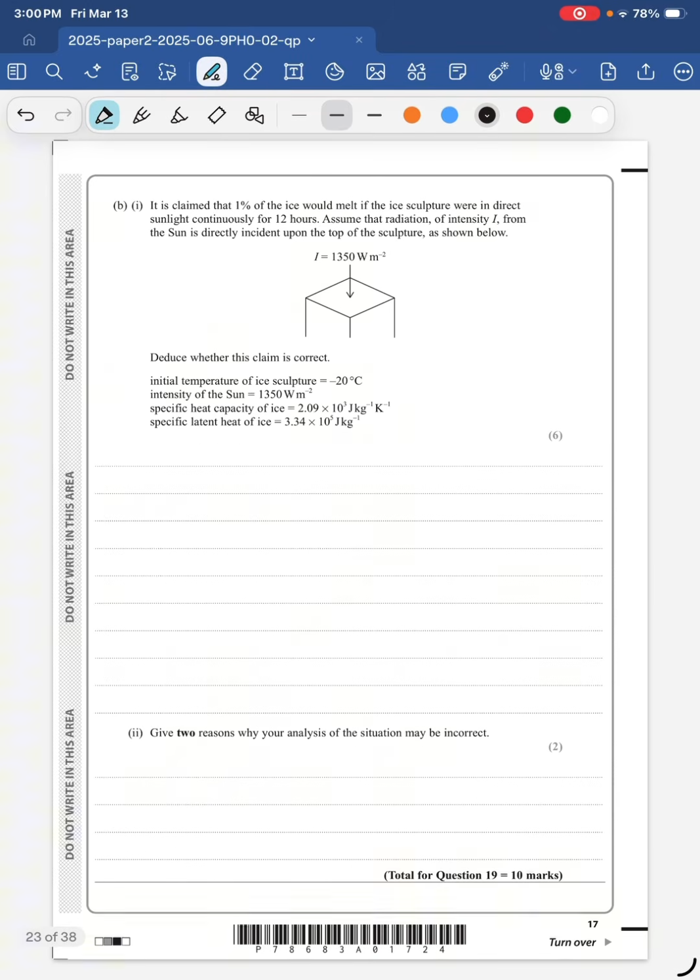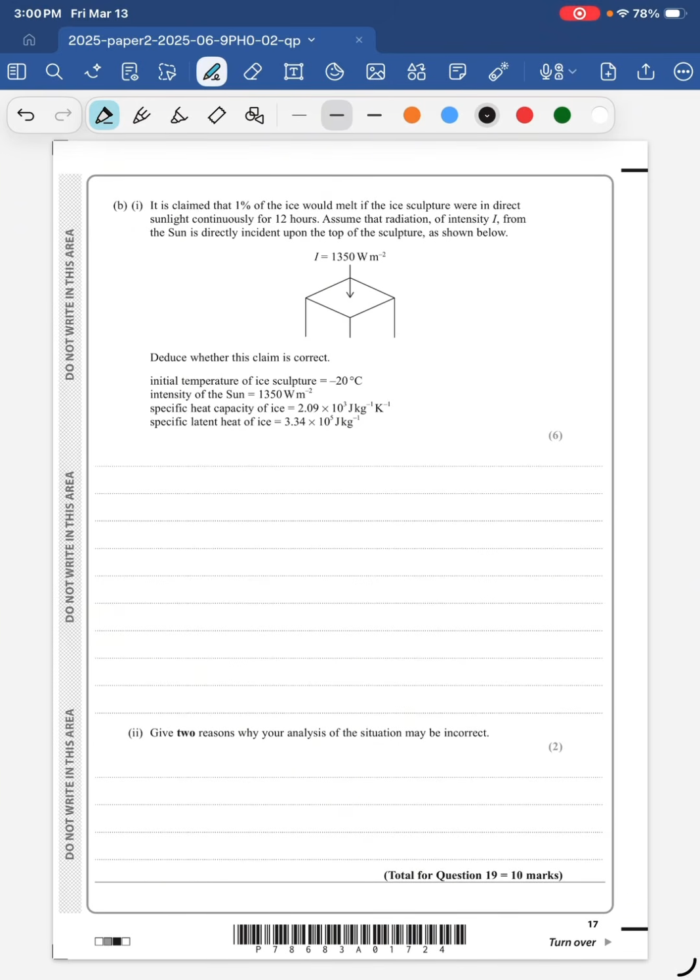Moving on, B, it is claimed that 1% of the ice would melt if the ice sculpture were in direct sunlight continuously for 12 hours. Assume that radiation of intensity I from the sun is directly incident upon the top of the sculpture as shown below. Okay, deduce whether this claim is correct. They give you the initial temperature of the ice sculpture, the intensity of the sun, the specific heat capacity of ice, and the specific latent heat of ice. Okay, this is kind of involved.